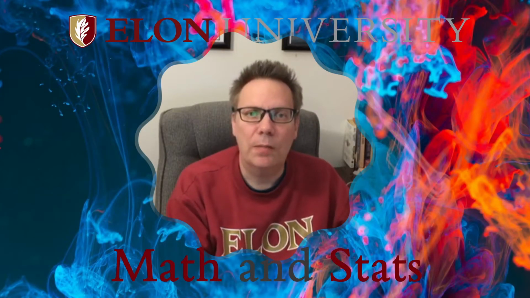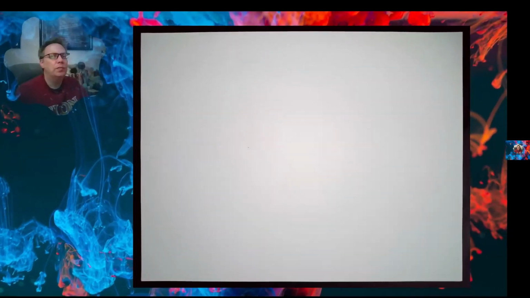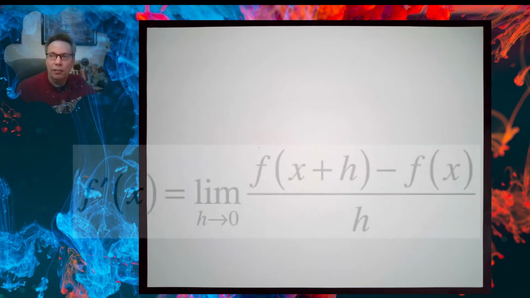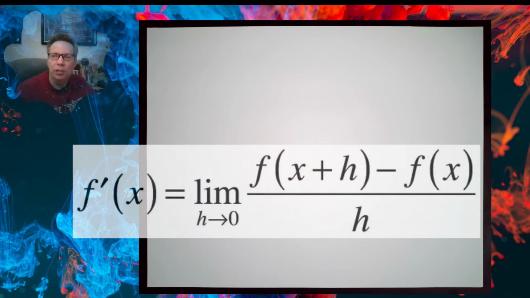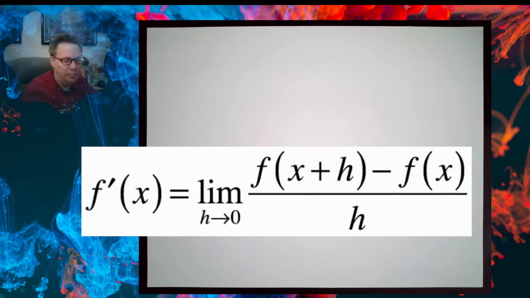So in this video, I want to talk about the derivative function. If you remember, the derivative is defined to be the rate of change. It's also the slope of the tangent line. So I want to give you a geometric argument as to why that particular formula you see is correct.